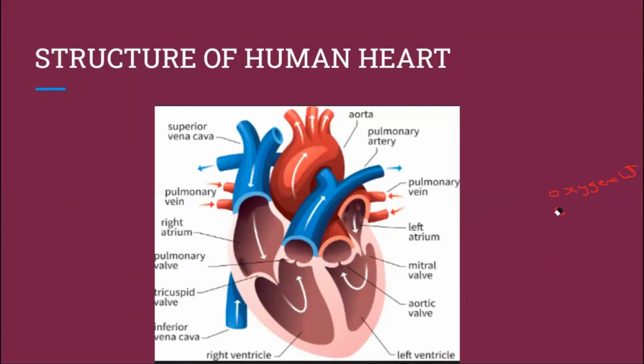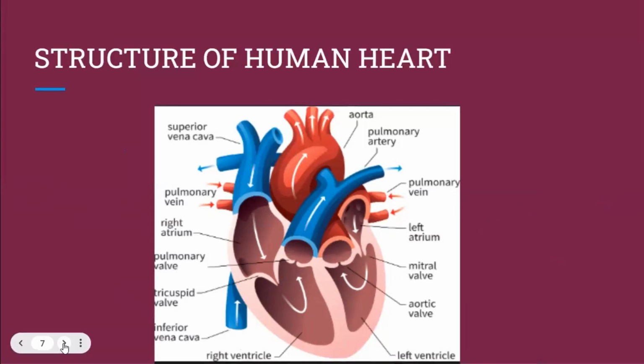Such a type of blood circulatory system is called a double circulatory system. What is the meaning of double circulatory system? Our heart is actually made up of two pumps. The right part is one pump, the left part is one pump. So the right part is pumping the deoxygenated blood and the left part is pumping the oxygenated blood. In later classes, we will see the benefits of the double circulatory system.